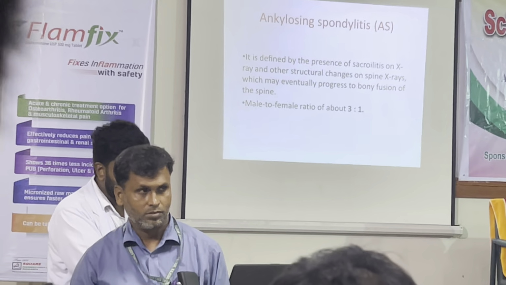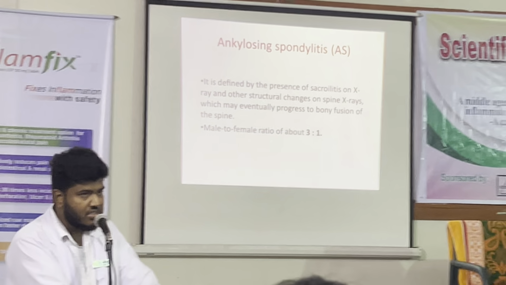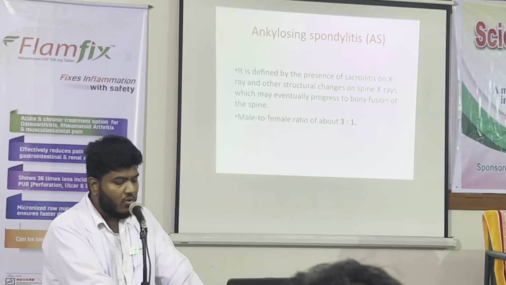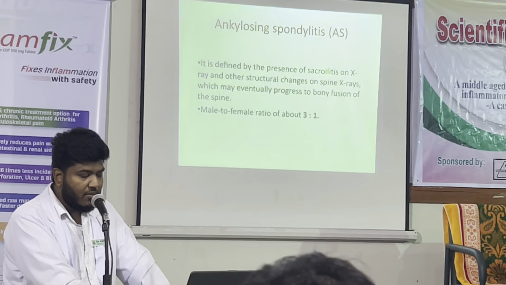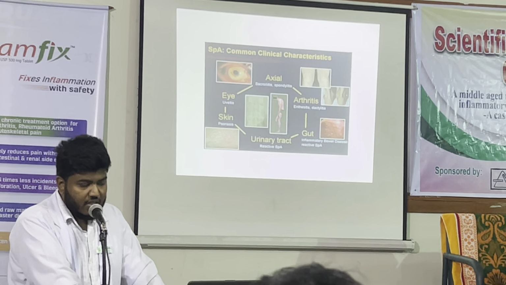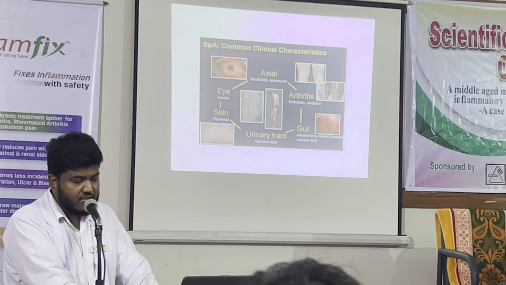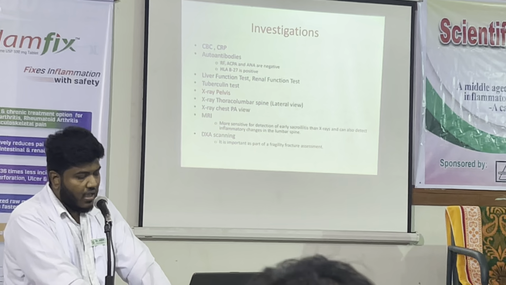Ankylosing spondylitis. Ankylosing spondylitis is defined by the presence of sacroiliitis on X-ray and other structural changes on spine X-rays, which may eventually progress to bony fusion of the spine. Here we see the male predominance, which is 3:1 in male and female. In this diagram, we are also seeing some common clinical characteristics which we have already discussed.